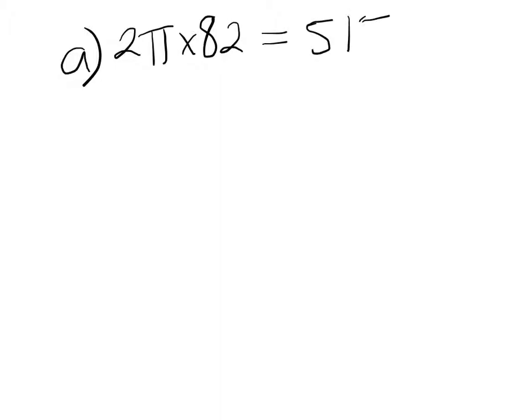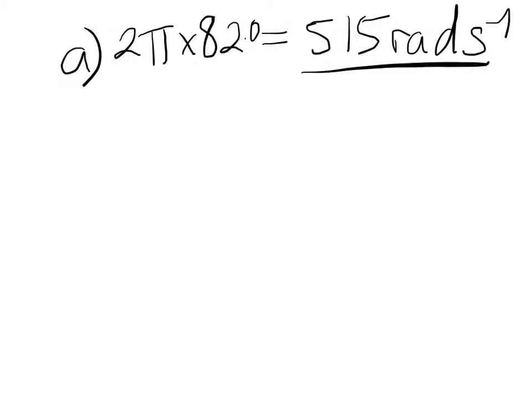First one, you have to multiply 2 pi radians per second, because that's 1 revolution per second, by 82. And you should get 515 to 3 figures, assuming this 82 is accurate to 3 figures as well. Radians per second is the unit, of course.